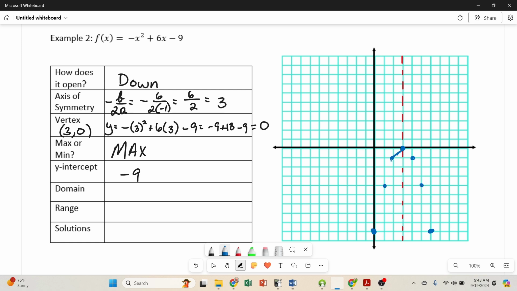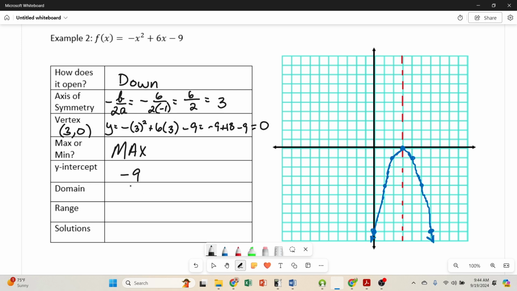So here's our sketch. Okay, so that is the graph of our function.